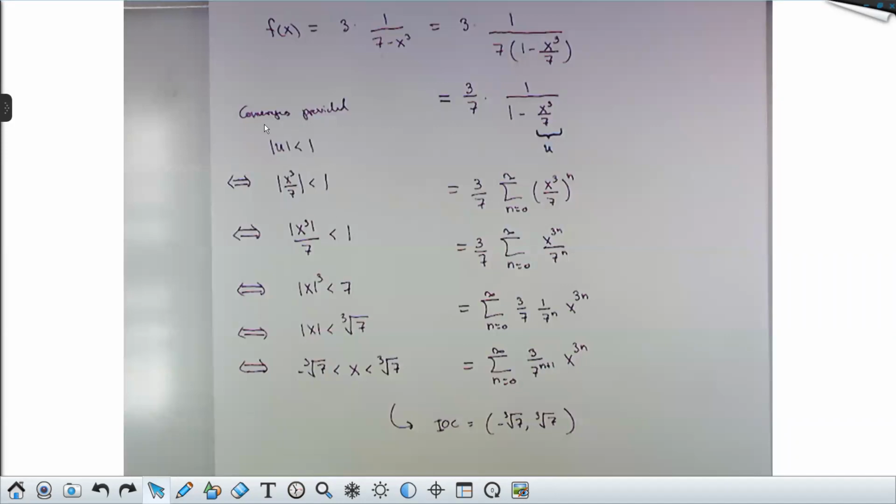Remember, geometric series converge if and only if the absolute value of the common ratio is strictly less than 1. So this is the condition that guarantees that the series converges. All right, if you look at this step, this series is a geometric series. The common ratio, the thing being raised to the n, is x cubed over 7. So I need the absolute value of that thing to be strictly less than 1, which is where this comes from.